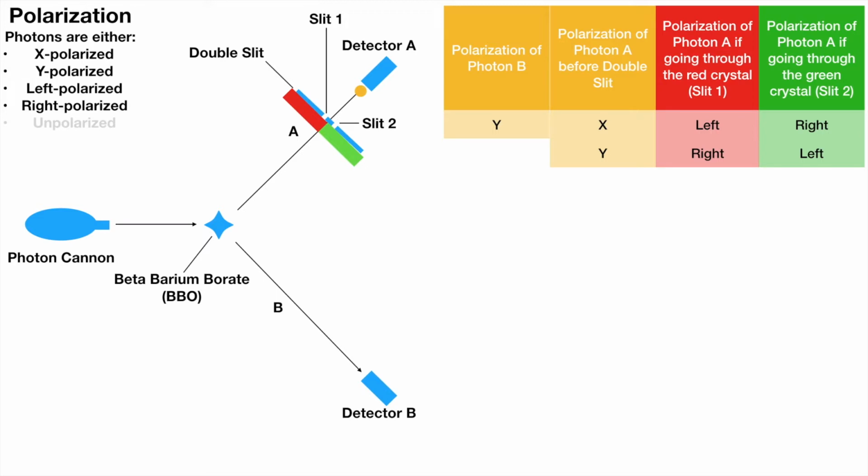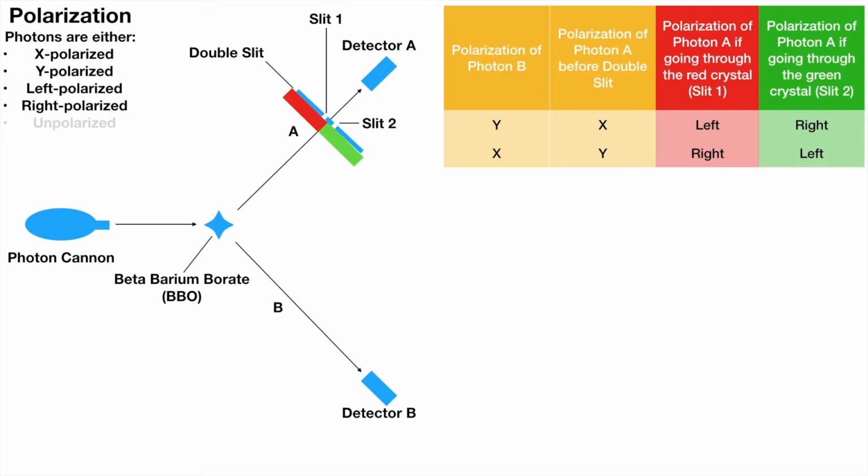Now it goes through the double slit and arrives at the A detector, and let's say that the detector now tells us that it is left polarized. If we now look at our table, we can see that the photon must have gone through slit 1. And to complete our table, of course we can do the same thing when the B photon is determined to be X polarized. So now, finally, with this setup, we can determine through which slit each photon goes.